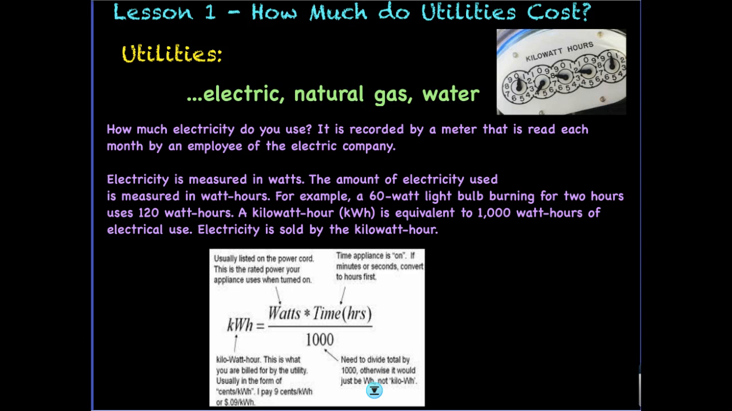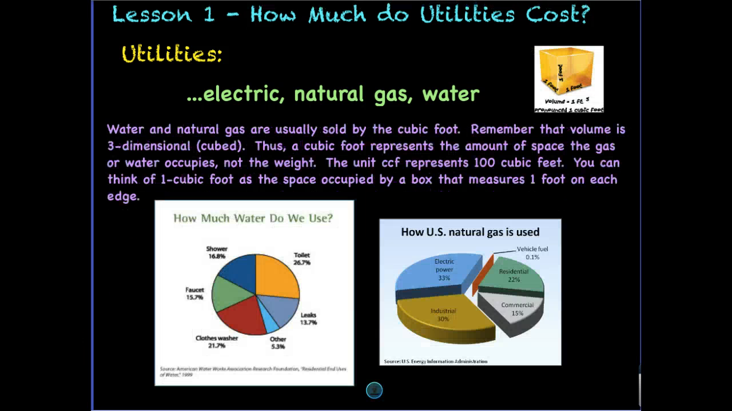But let's go ahead and look at some other utilities, such as natural gas or water. Water and natural gas are usually sold by the cubic foot. And what I want you to remember is that volume is three-dimensional, volume is cubed. So natural gas and water is sold by how much space they actually take up. So a cubic foot represents the amount of space the gas or water occupies, not the weight. Here we have a unit, CCF. I'll highlight that right here.